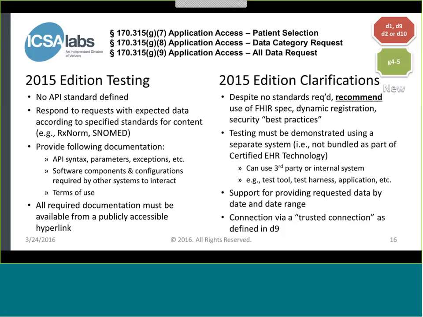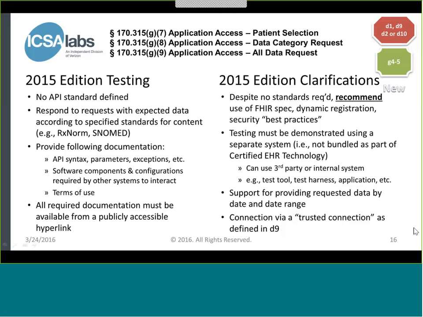So documentation would include information on how to use the API, such as API syntax, parameters, exceptions, and so on. So you'll need to provide that information to us. And you're also going to need to provide software components and configurations that are required for the other systems to be able to interact with your system. That could be network level connectivity information. It could be application level connectivity information. And last would be the terms of use to interact with the API.